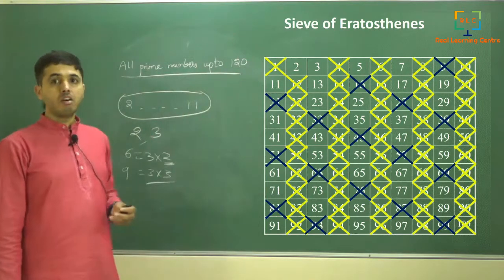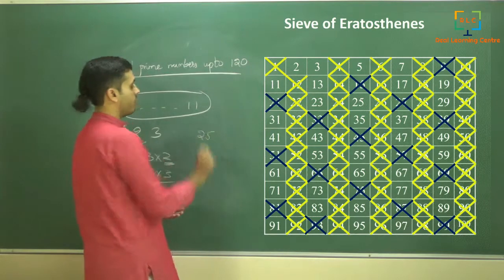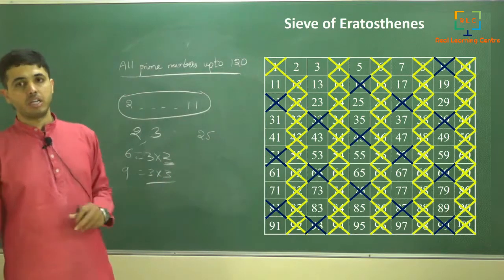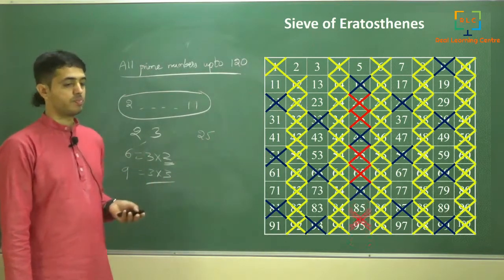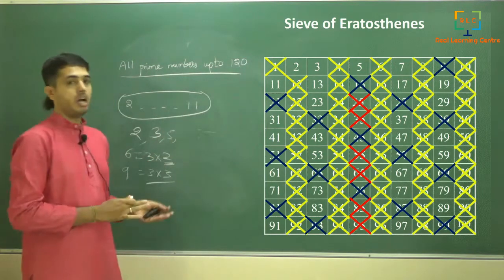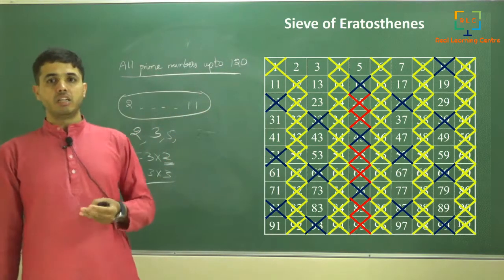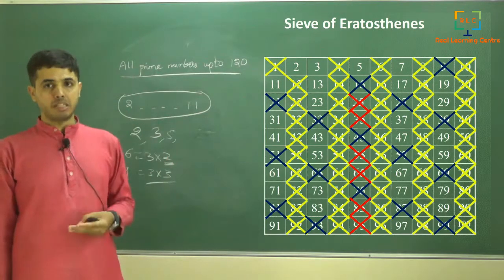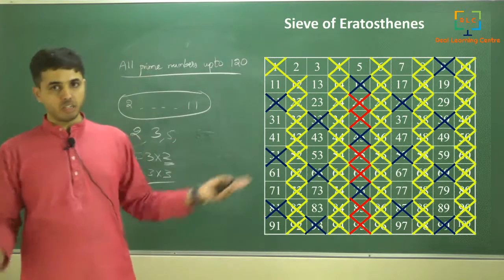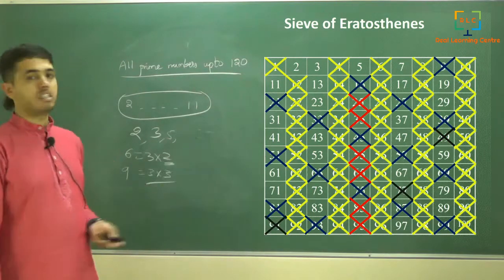Now what is the next number here? 5. Starting from the square of 5, which is 25, all multiples of 5: 25, 30, 35, 40 are ruled out. Now my third prime number is 5. Next, my next prime number is 7. What is the square of 7? 49. So from 49 onwards, further multiples: 49, next 56 already ruled out, 63 already ruled out, 70 ruled out, next is 77. 49, 77 and 91, these three are over.